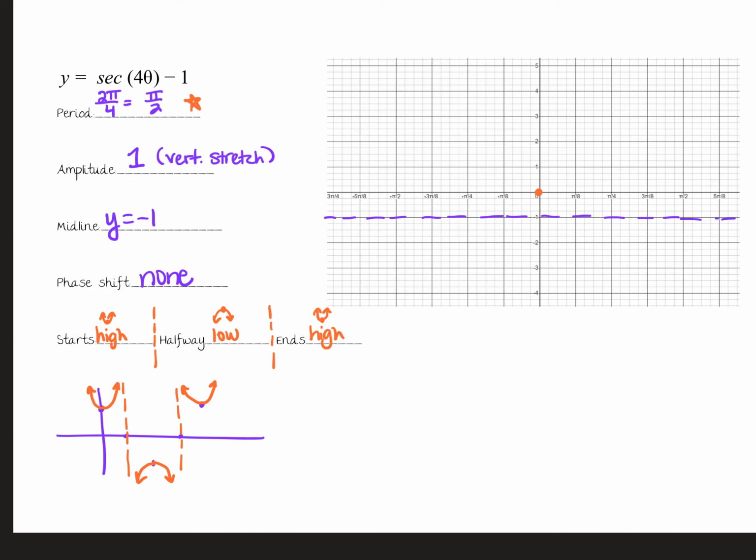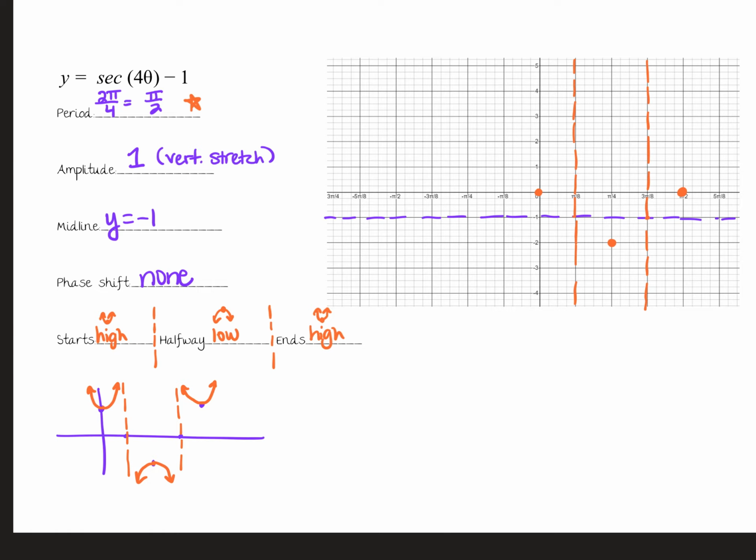So I'm going to go out to pi over 2 and mark another high point. Halfway between those, well, that's pi over 4, I'm going to be at a low point. And then what I know is that I would have my midline points here at pi over 8 and 3 pi over 8. Those are going to become my asymptotes. So I'm just going to draw those in as asymptotes.